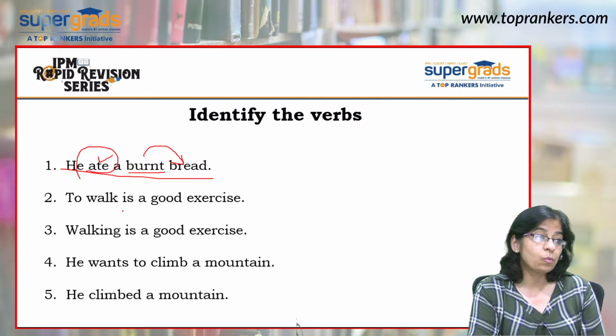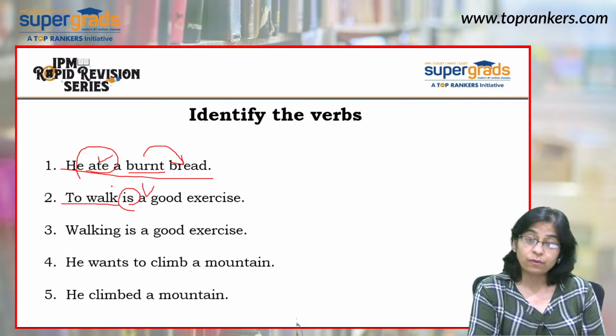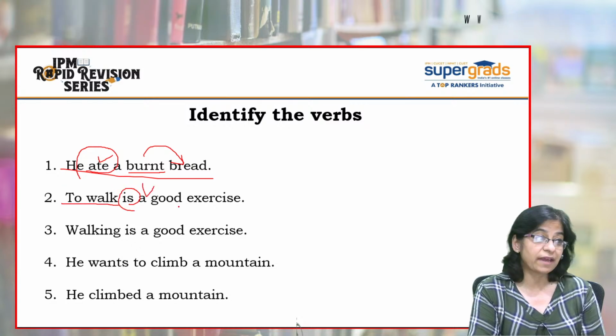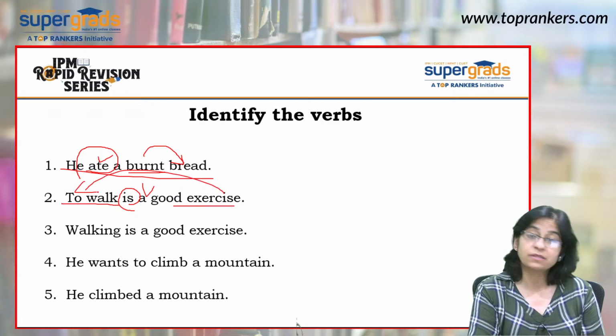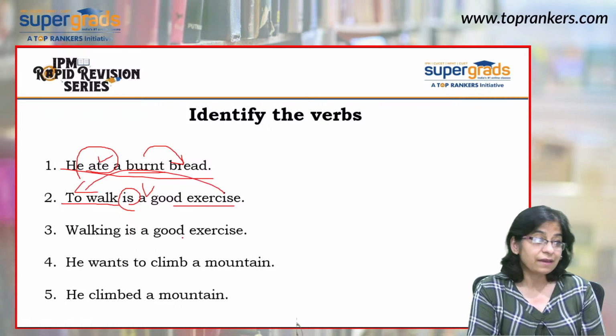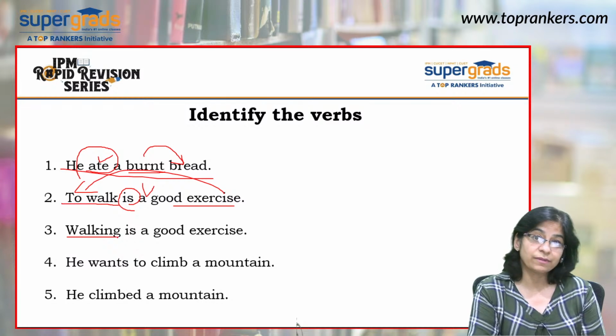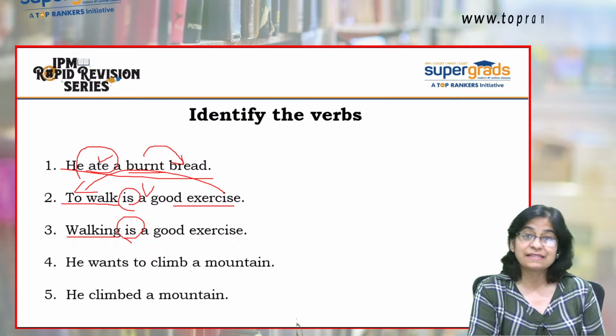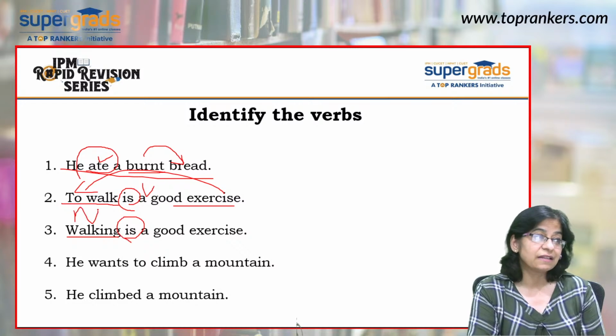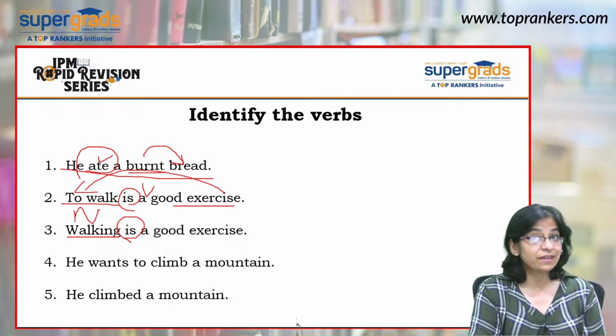There's another one. To walk is a good exercise. Well, in this sentence, to walk is the name of an activity; is is the verb of the sentence. The name of the activity or exercise is walking. Walking is a good exercise. It's the same thing written in a slightly different manner. Again, walking is not a verb in the sentence, it's just the name of an activity. The verb of the sentence is is. This is just the noun of the sentence because it's the name of an exercise.